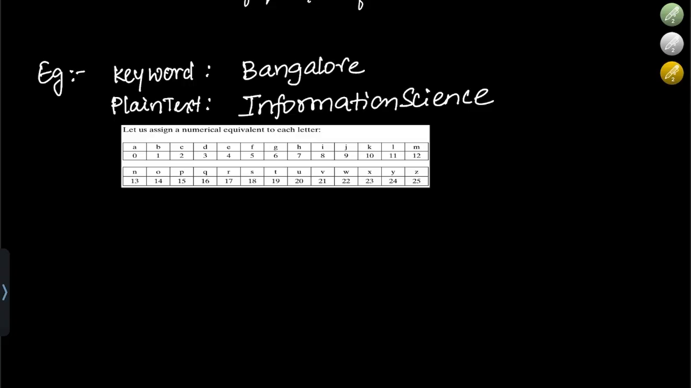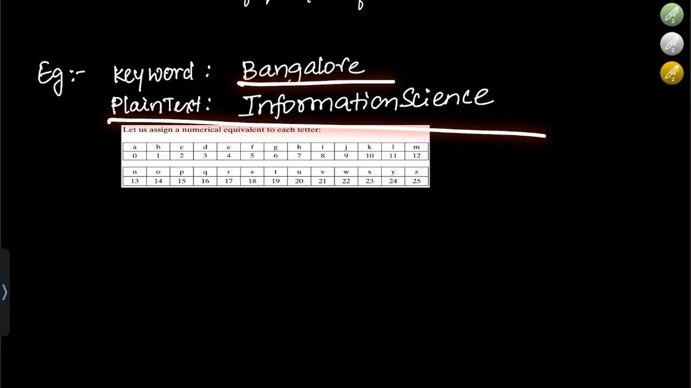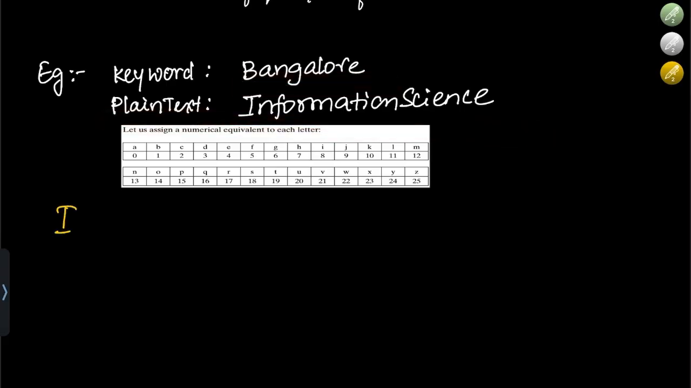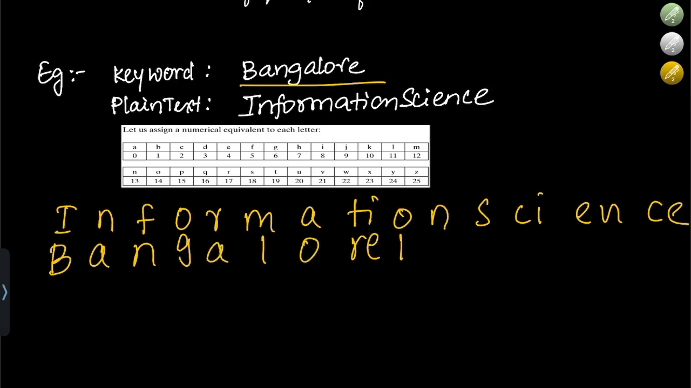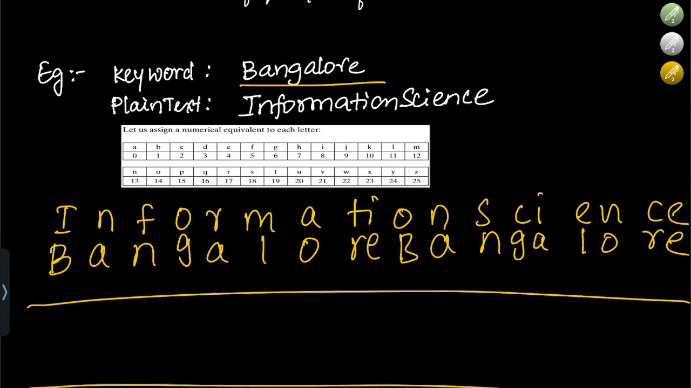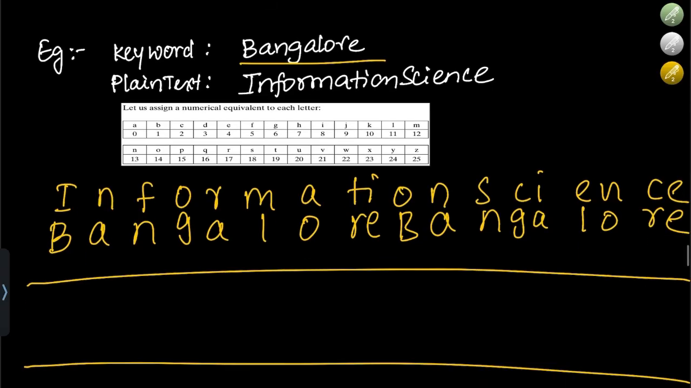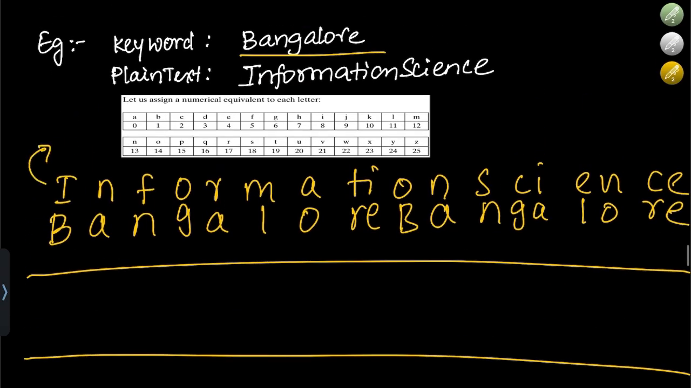So I have the keyword as BANGALORE and the plaintext is this. Let me write down the plaintext first: INFORMATIONSCIENCE, and I have to write BANGALORE now. BANGALORE, BANGALORE. So I am done. Now let me calculate the numeric equivalents of Pi plus the numeric equivalents of Ki and write it down here.